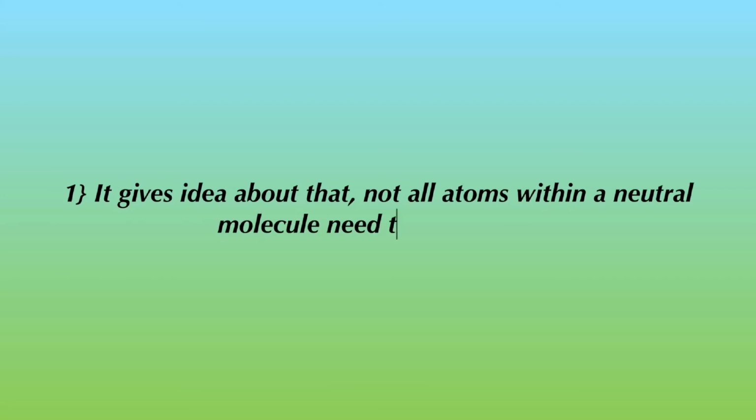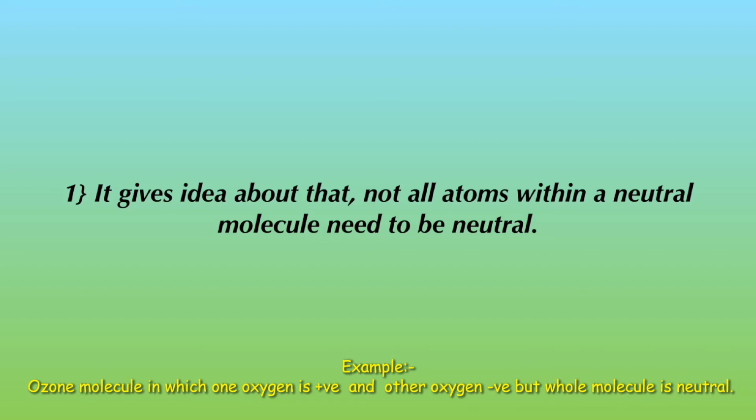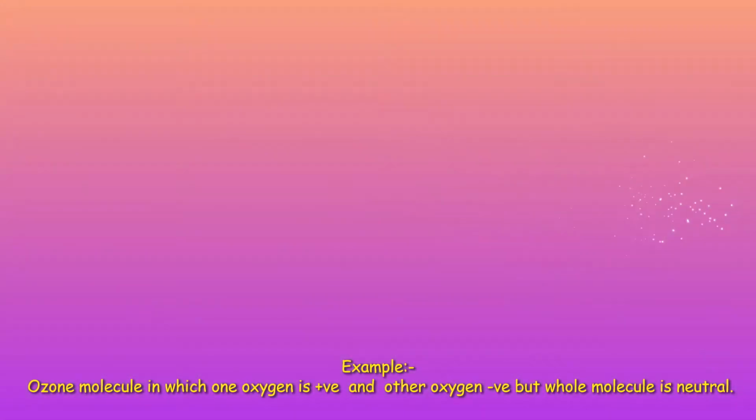Now let us consider the applications of formal charges, or the importance of formal charges, and why we calculate the formal charges in polyatomic ions or molecules. The first application is that it gives the idea that not all atoms within a neutral molecule need to be neutral. In the previous example you observed that out of the 3 oxygen atoms, 2 have charges, one positive and another negative, but electrically the whole molecule is neutral.